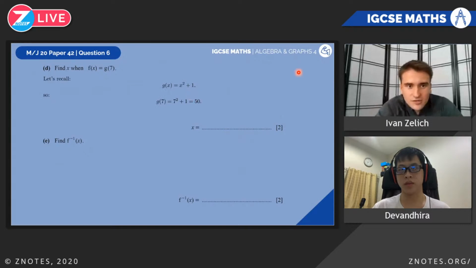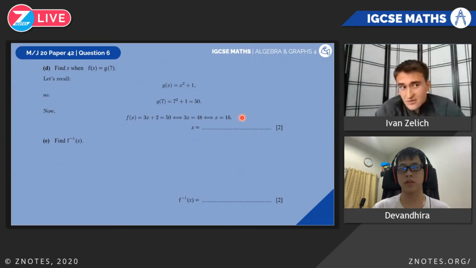So recall g of x is x squared plus 1. We have to find what g of 7 is. g of 7 is 7 squared plus 1, which is 50. And then we have f of x equals 50. So we now need to find x. Now f of x is 3x plus 2, so we have 3x plus 2 equals 50. We then rearrange, take away the 2, divide by the 3, and we get 16.